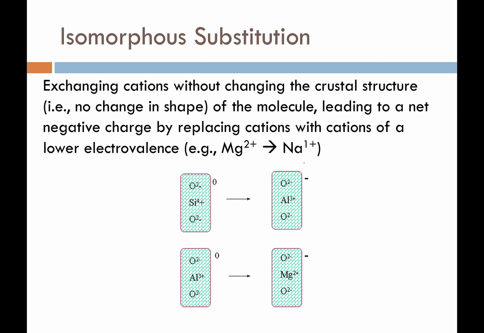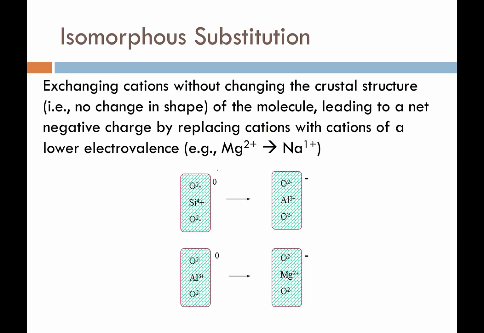Isomorphous substitution is going to occur when we replace cations with cations of a lower electrovalence, so like a lower charge. That's how it's always going to work. Magnesium is going to be replaced by sodium. Aluminum is going to be replaced by magnesium, and so on and so forth, okay?